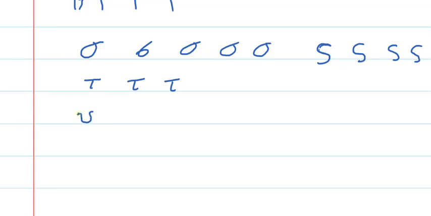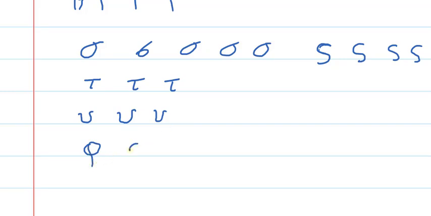Upsilon is sort of like that nu, except you got to make sure you round that bottom. And I like to put these little strokes on either side just to make it clear here that we're dealing with an upsilon and not a nu. Okay. So tau, upsilon, phi.